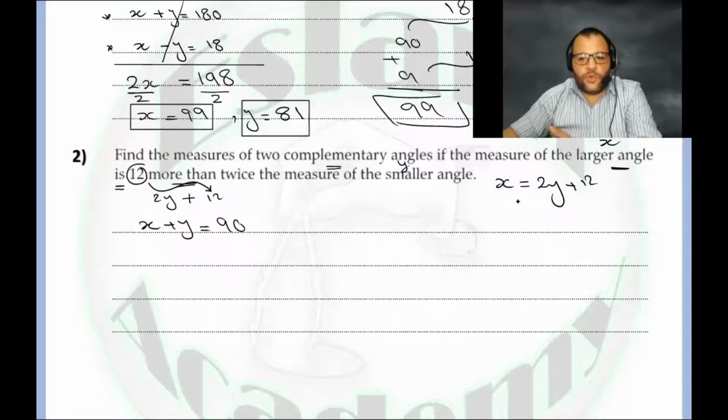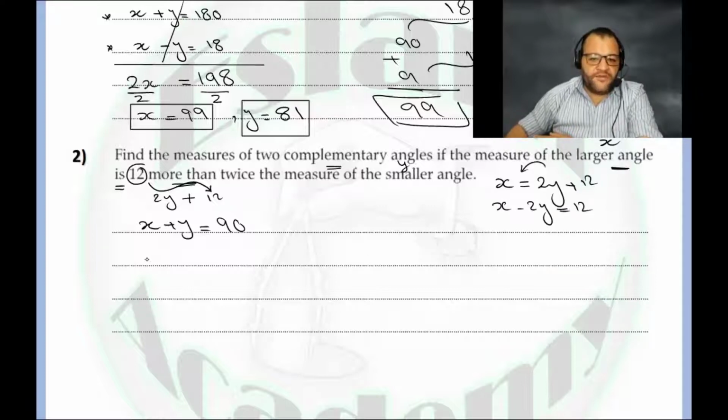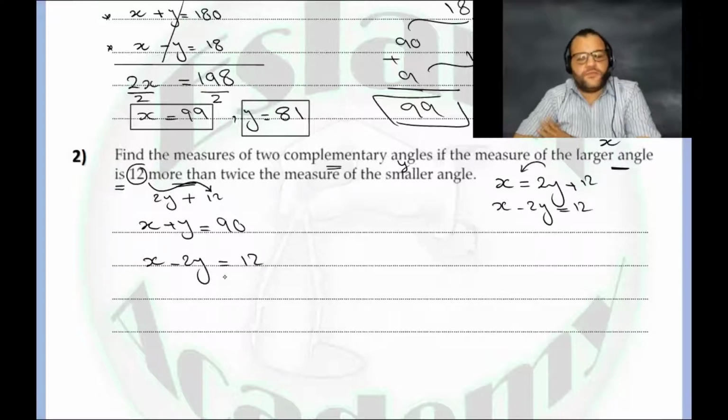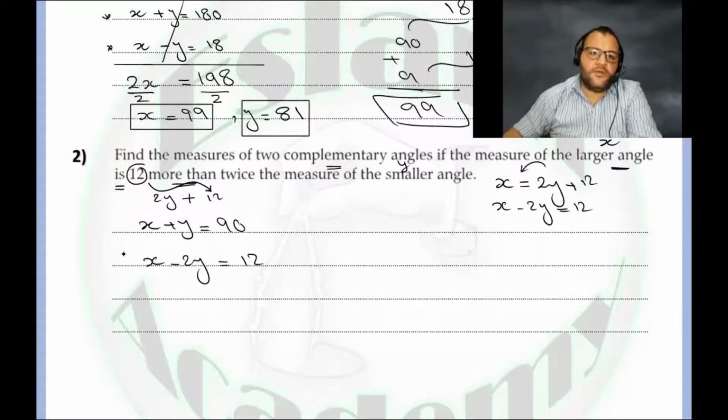So by shifting 2y to the other side, x minus 2y is equal to 12. Now we have the second equation, x minus 2y equals 12. How can we solve this one? By elimination. We can subtract the equations. If you subtract now, you will find that x minus x equals 0.